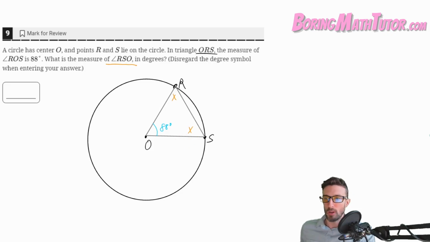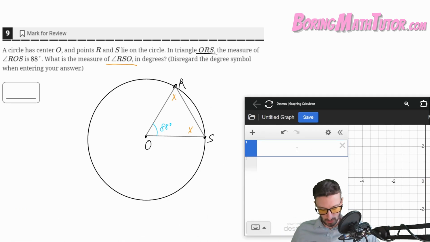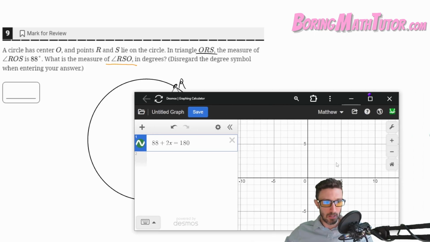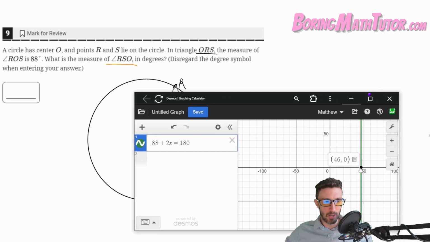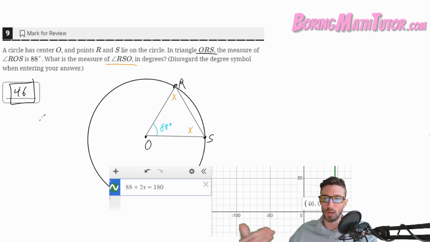Okay, so now all we got to do is set up an equation, and we can actually just use Desmos here real quick to say 88 plus 2x has to equal 180. And let's see, we zoom out and we get an answer of 46. So that's it. You can just use Desmos to solve equations for you real easily. You don't have to think. And we're done with the problem.